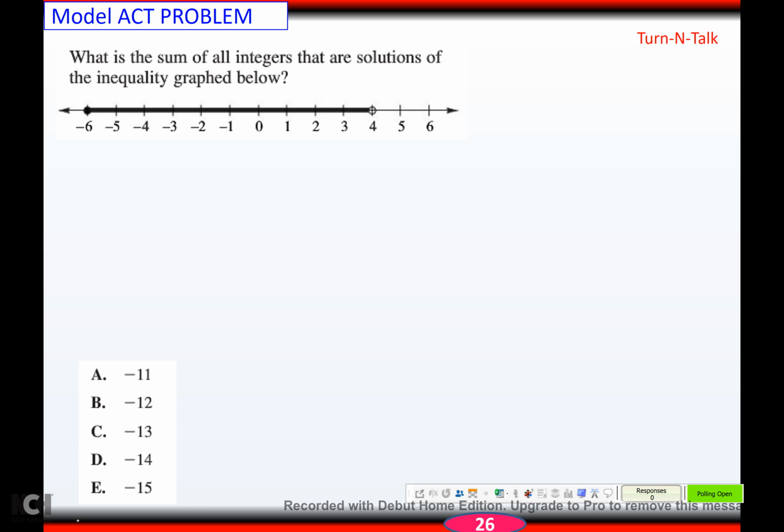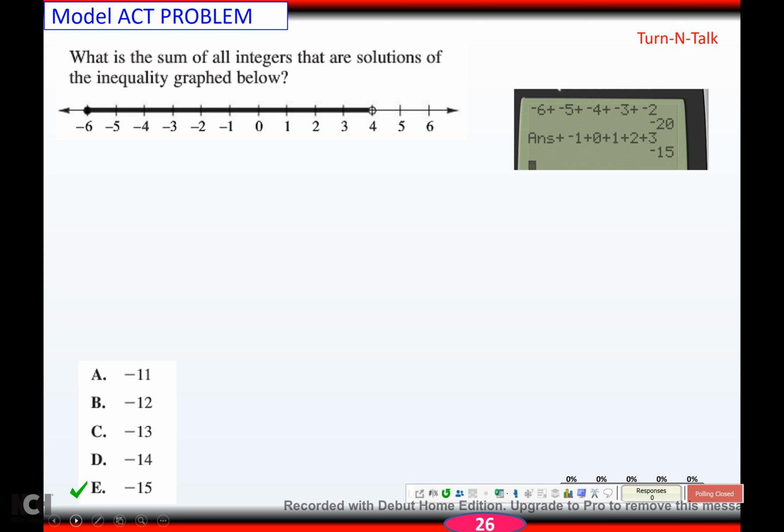And try this one. Hit pause. Come back when you're ready. And hopefully you got negative 15. It says, what is the sum of all the integers? Integers means whole numbers, not the fractions or the decimals or any of that, that are solutions of the inequality graph below. Well, 6 is, negative 5, all of these are solutions because they land in the shaded region. You can't include 4 because that's an open circle. So if I add all those up, all right, I get negative 15.